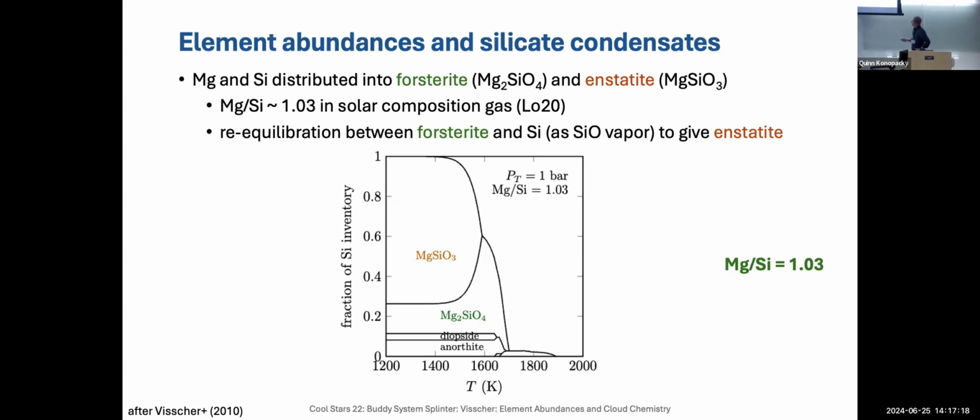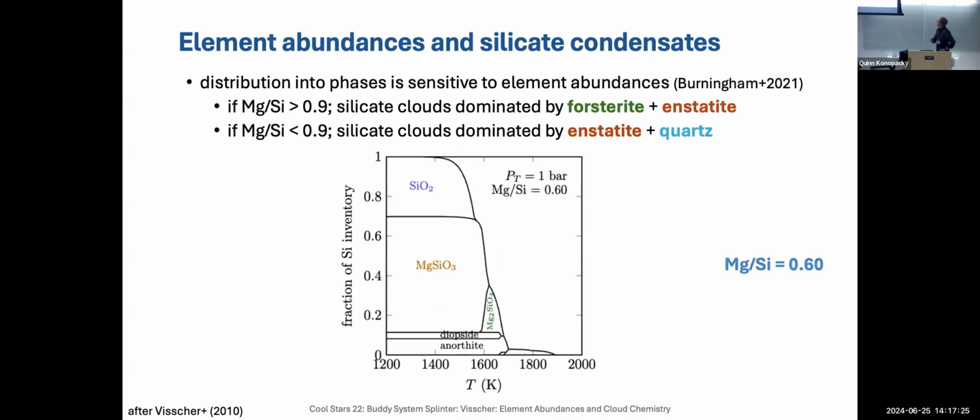Now, what we found a few years back, when we started looking at some retrieval results, we asked the question, what happens if we have a shortage of magnesium? And so we did some models on this. This is coming out of the work in Birmingham 2021. And we found that if we have a depletion of magnesium relative to silicon, that actually changes which silicates can actually form in these atmospheres.